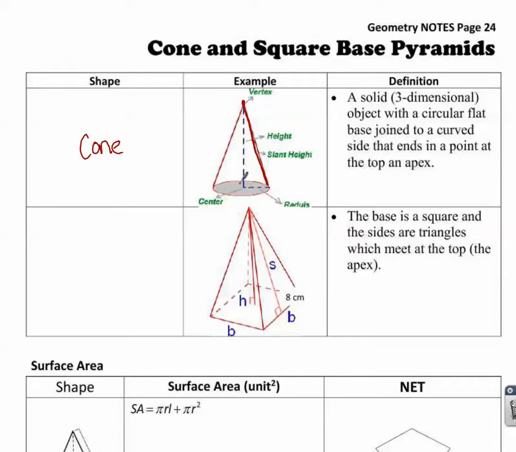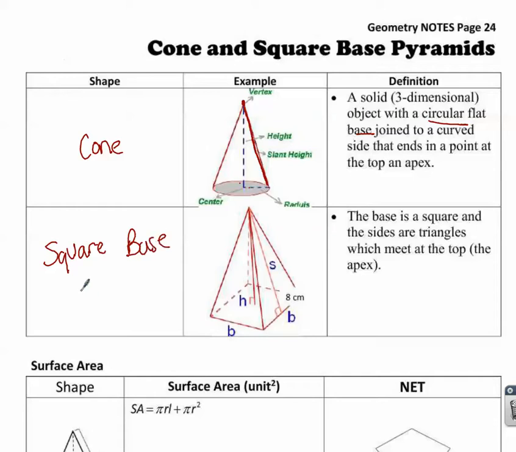Your center is the center of your circular flat base. Remember, your radius is from the center all the way to the outside. Your diameter is from one point of the circle all the way to the other, as long as it cuts through the middle. And then here you have a square base pyramid.